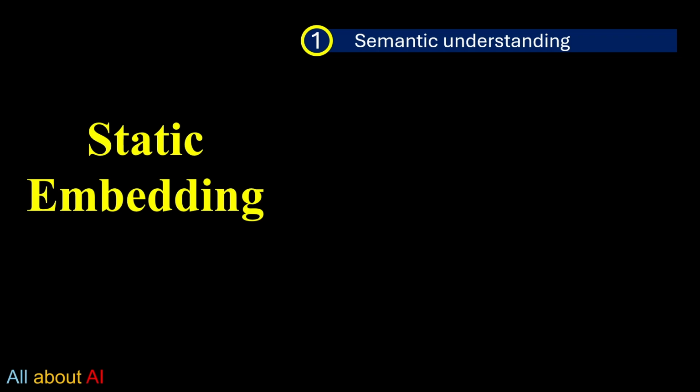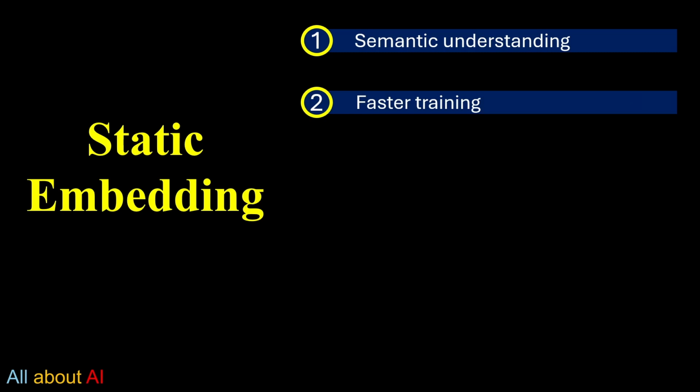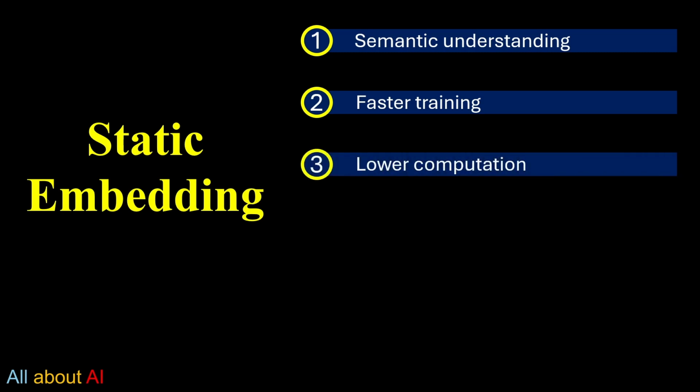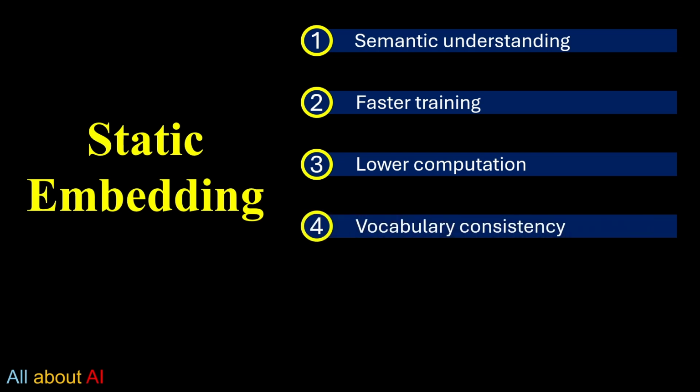Now, what are the other aspects of this static embedding? Faster training. Pre-trained embeddings speed up learning and reduce data requirements. Lower computation. Pre-computed vectors cut down on training cost and memory usage. Vocabulary consistency. Fixed embeddings ensure stable representations of words across tasks.